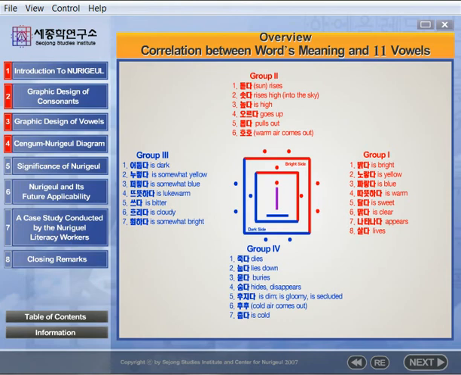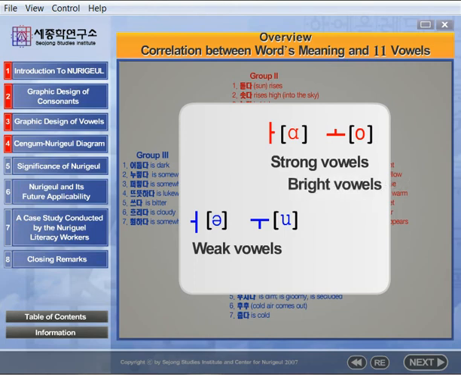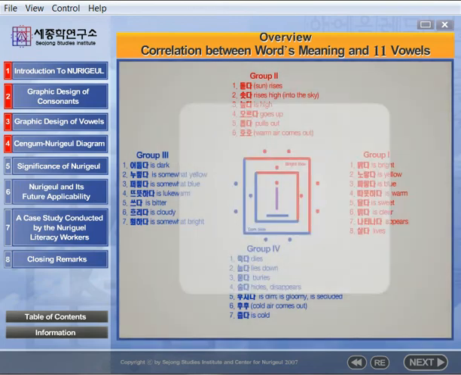Between number 6 of group 2, 호, warm air comes out, and number 6 of group 4, 후, cold air comes out. According to the phonetic classification, 아 and 오 are strong vowels, and 우 and 으 are weak vowels. Thus, it can be said that bright vowels are strong and warm vowels, whereas dark vowels are weak and cold vowels.